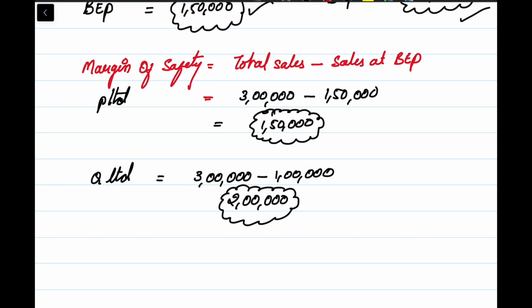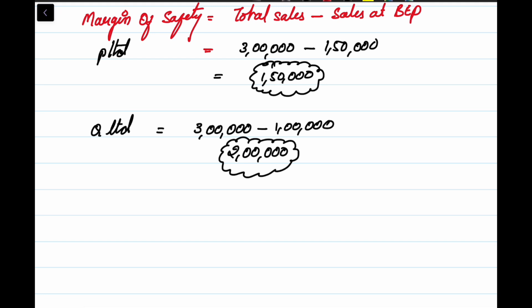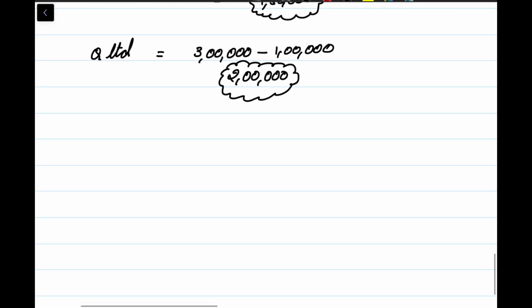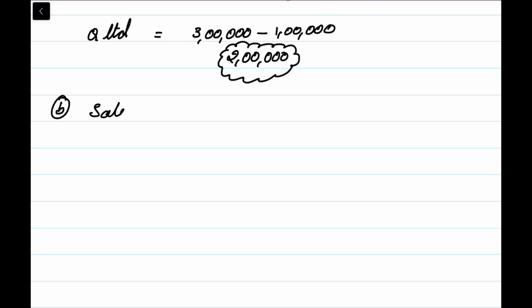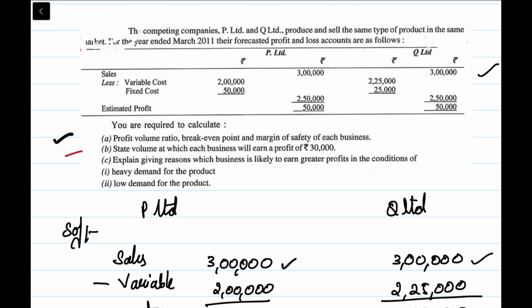So we have calculated PV ratio, break even and margin of safety, MOS, for both the companies. Now second point B, we need to find sales to earn a profit of 30,000. Basically if you want to earn a profit of 30,000, how much sales do we need to make?